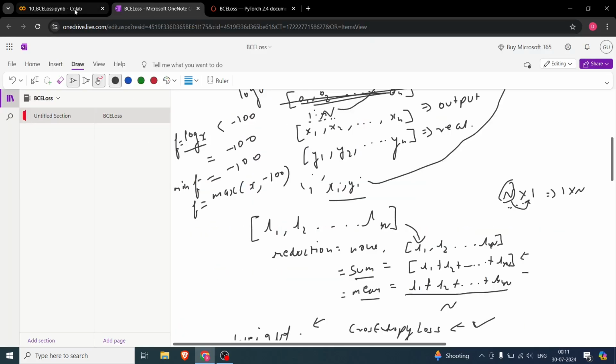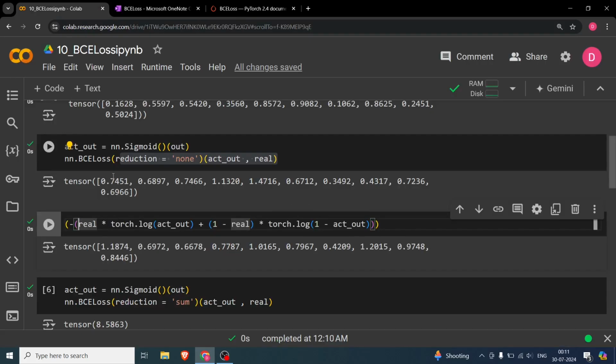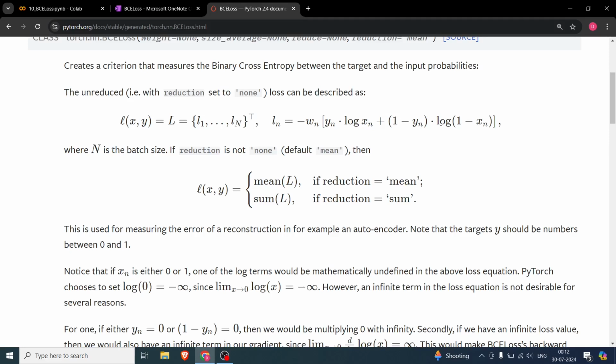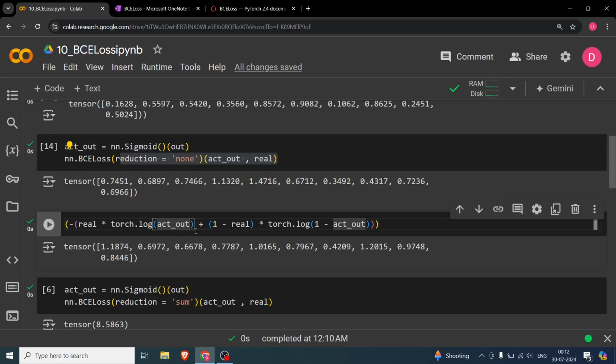Now what was y? Y was your output, real, right? Y was the real, so real into torch.log of act underscore out with activation output, plus, if you again look at the formula, 1 minus y into 1 minus y over here into log of 1 minus x. So you go over here, this is 1 minus y into log of 1 minus x. Okay, and then you add both of them and take the negative of the entire thing.